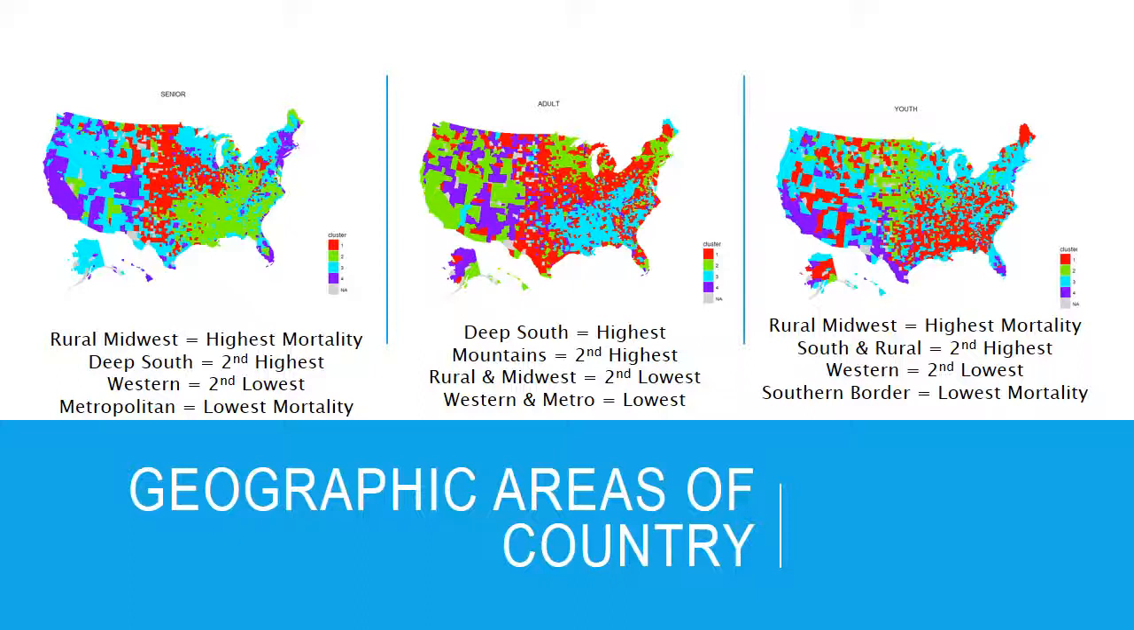Now for the adult, one thing that's interesting is that the western and metropolitan areas actually have the lowest. So it's a little bit different. And then if you look at the youth, one thing that's really interesting is that the southern border actually has the lowest mortality rate. Perhaps that's reflecting a cultural difference. Maybe Spanish-speaking communities have more emphasis on exercise for the youth. More research would need to be done on that topic.